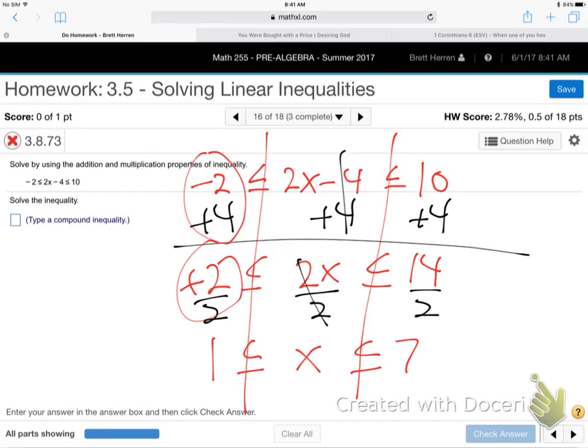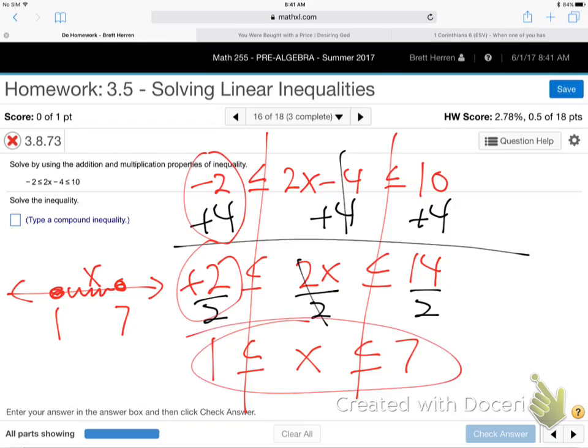And we're done. X is between 1 and 7. On a number line, we would put a 1 with a solid dot. Whoops, that was not a 1, but a 7. Put a 1, put a 7. The shading is in between 1 and 7 with solid dots, because X is between. Good on that? Comfortable? All right.